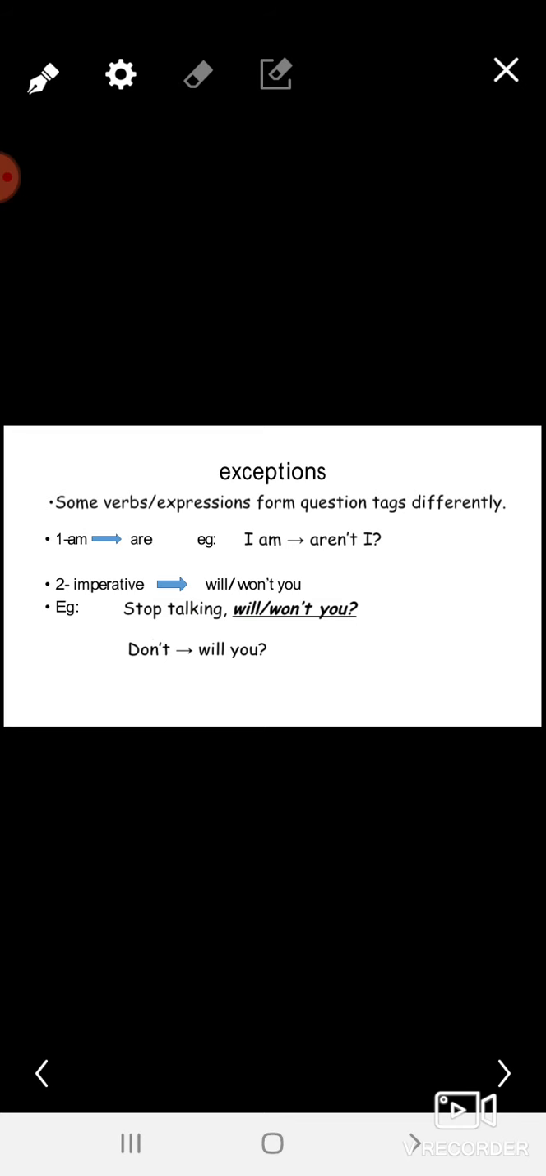Exception. There are some exceptions in tag questions. The first exception is am. Based on this grammar, based on this structure that I explained, if we have a statement with I am, this is a positive statement. The tag question should be negative. What is the negative of am? The negative of am is amn't.